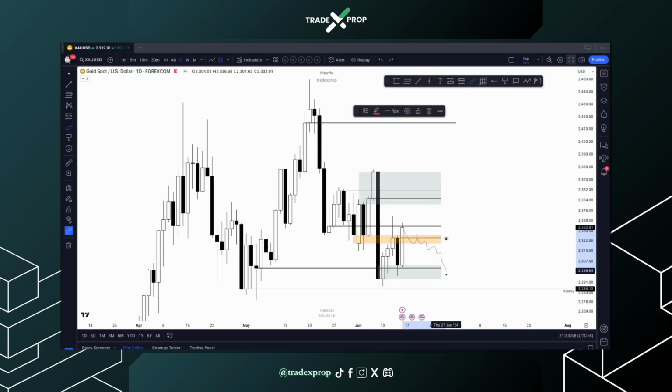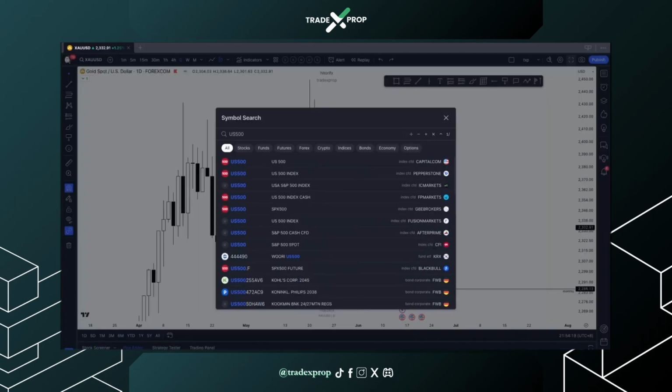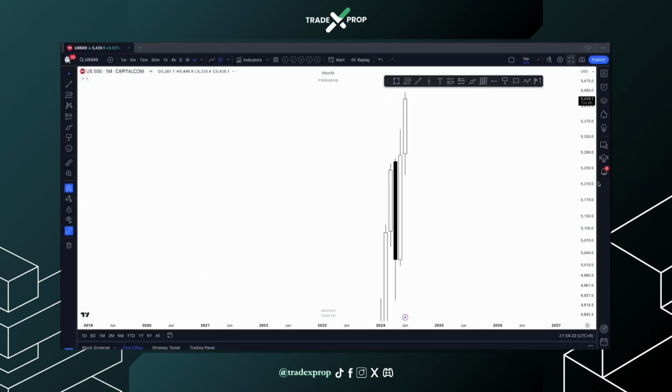If we start trending lower, we could see something like that. But if we respect this level, we could see keep going higher into the nearest level of the daily resistance around this area, and finally the weekly resistance around this area right here. So that is what I'm looking at for gold at the moment. Let's move on to the S&P 500.